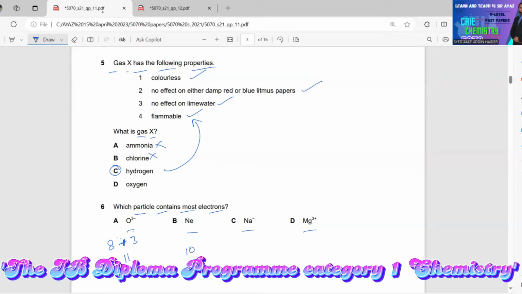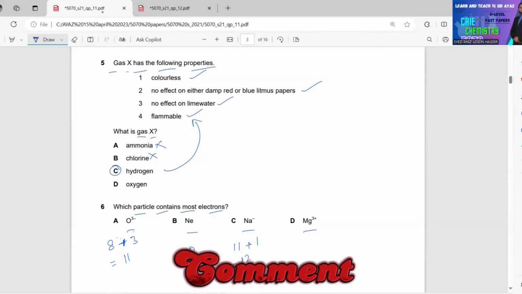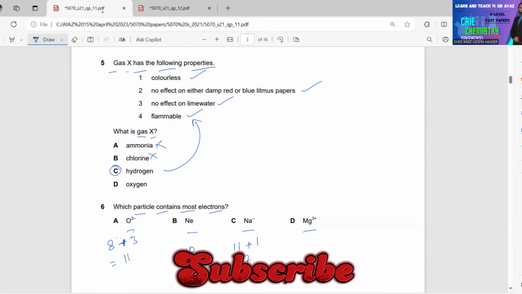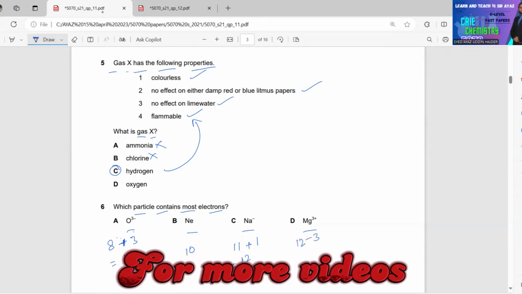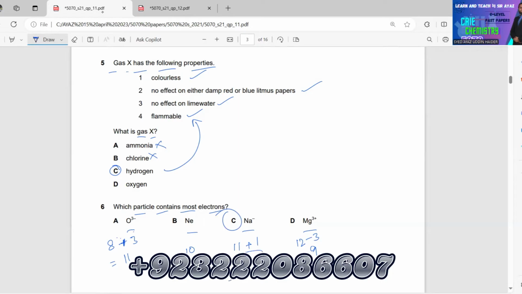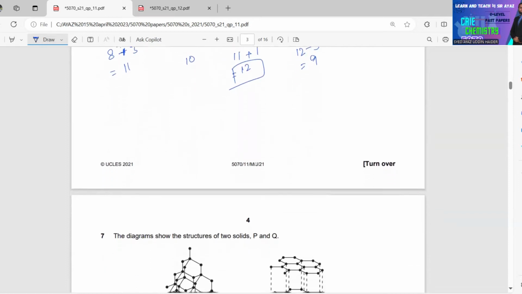Na contains 11 electrons as its proton number is 11. So 11 plus 1, because carrying minus 1 charge, which means it has 1 extra electron. So the total electron must be 12. What about Mg? Mg 3 plus means it has lost 3 electrons. So you write 12 minus 3, which becomes 9. So obviously choice C must be the right answer in this case. As you see, the most electrons are present in Na minus.